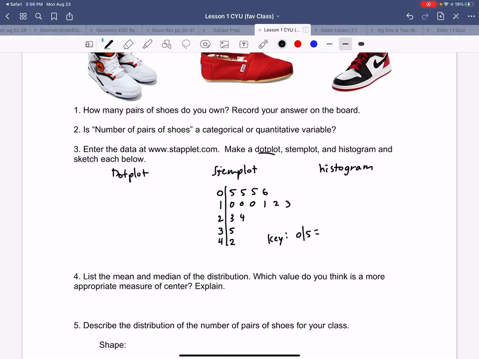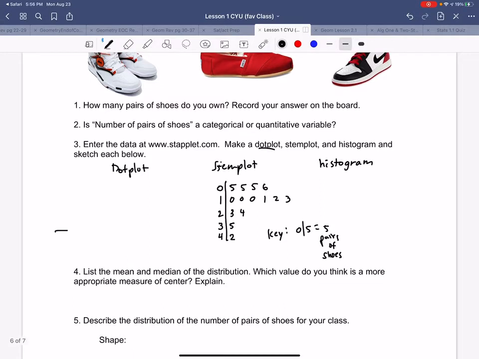If it says 0|5, that means 5 pairs of shoes. That's the other thing: if we took a test on this, you need to make sure that you have a key that explains what this stem plot is. Now our dot plot would also look something similar to this, right? It looks like I have 3 dots at 5.